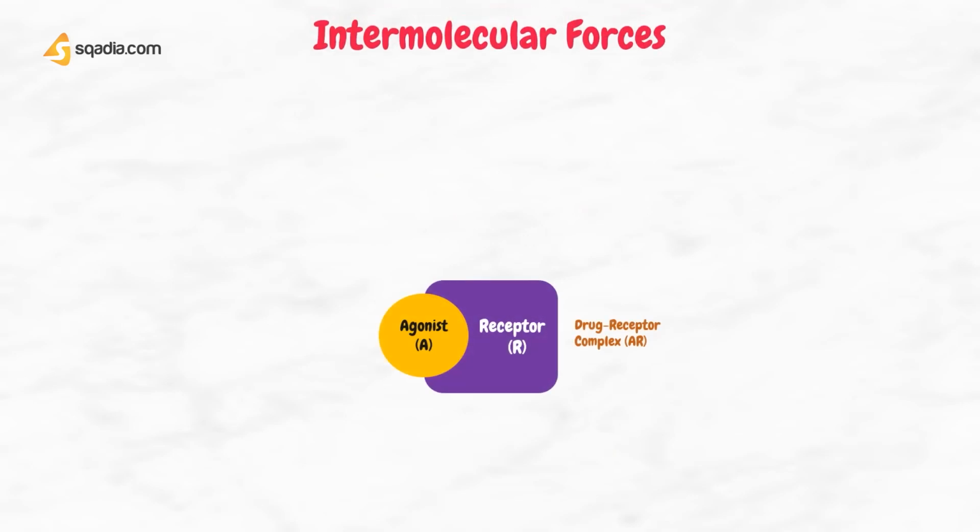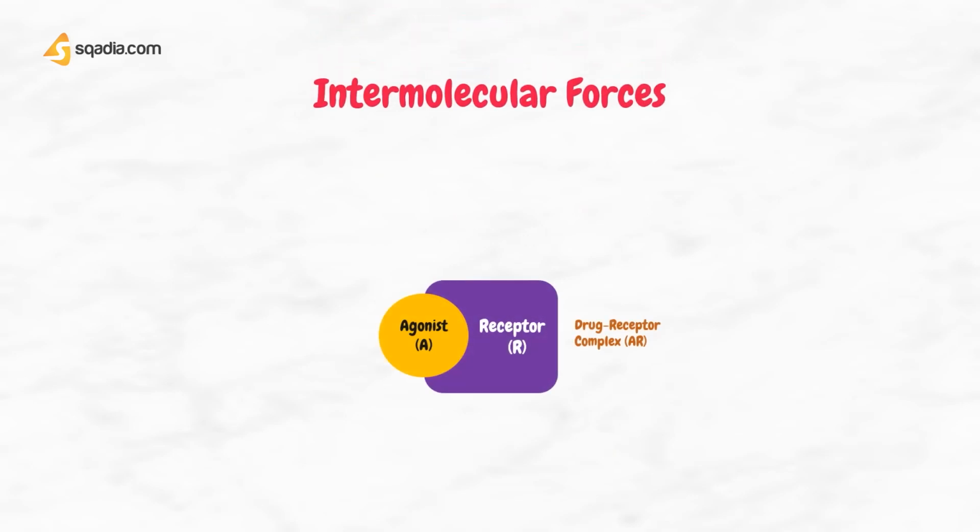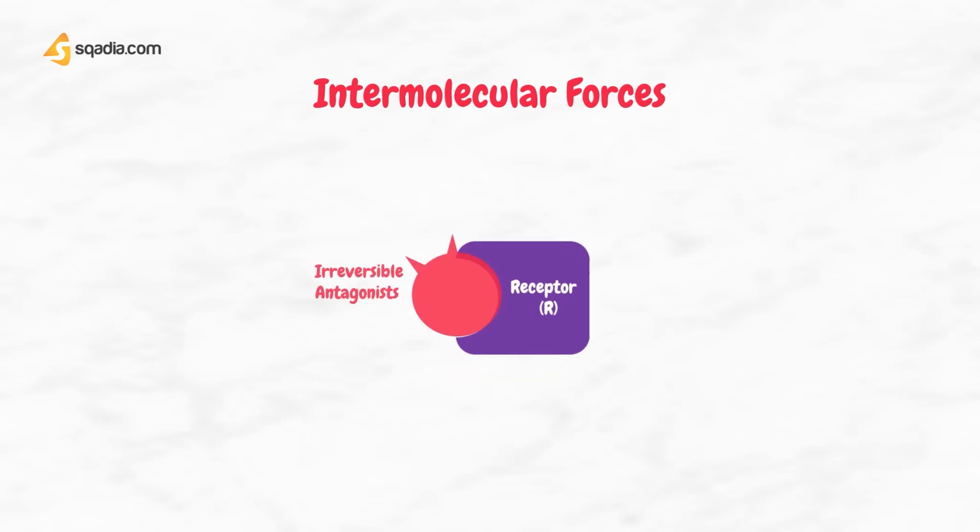Now let us move on to the principles of drugs binding to receptors. First, we have intermolecular forces. Drug molecules in the environment of receptors are attracted initially by relatively long-range electrostatic forces. Then, if the molecule is suitably shaped to fit closely to the binding site of the receptor, hydrogen bonds and van der Waals forces briefly bind the drug to the receptor. Irreversible antagonists bind to receptors with strong covalent bonds.